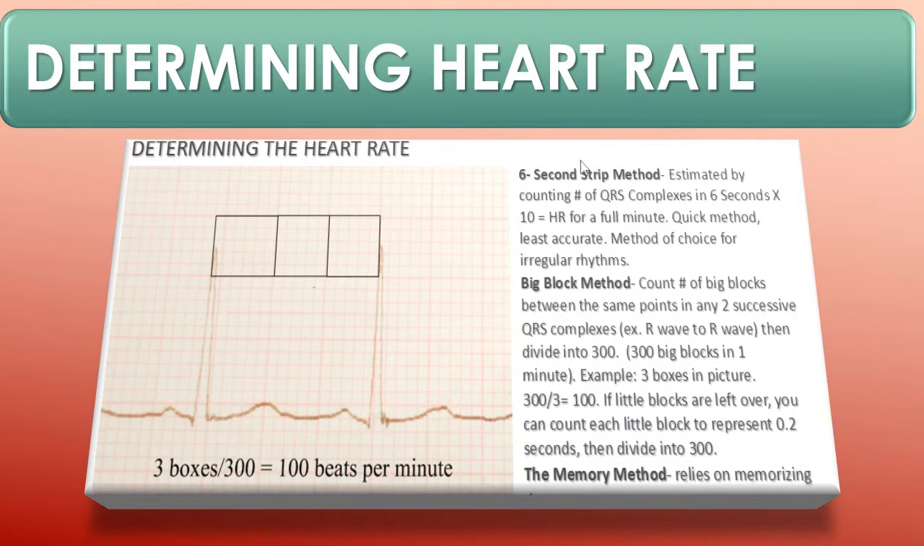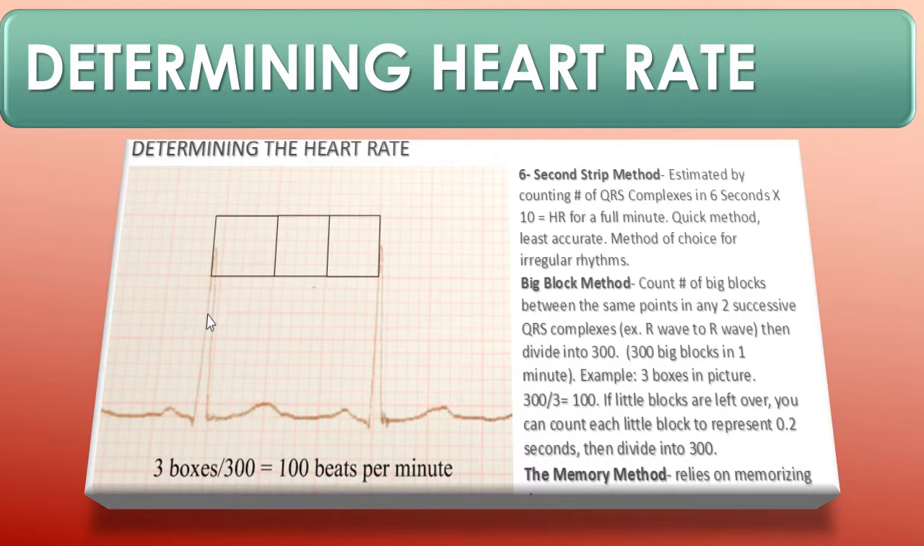The 6-second strip method is estimated by counting the number of QRS complexes in 6 seconds times 10. That's how you get the heart rate for the full minute. This is a quick method. It's the least accurate, but it's a method of choice for irregular heart rhythms.